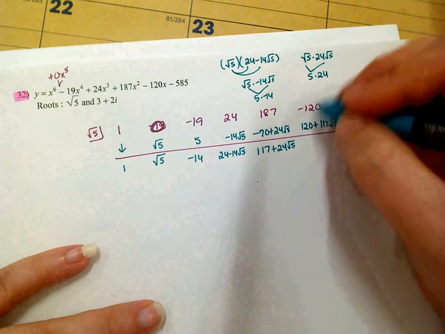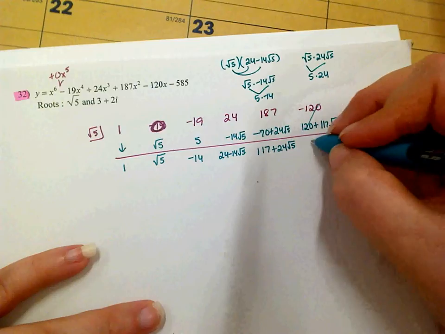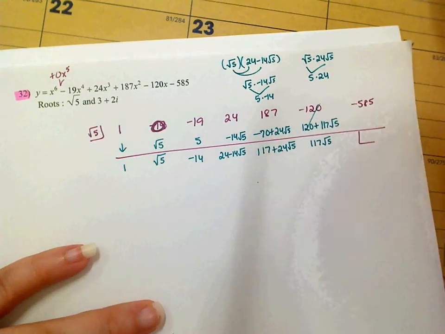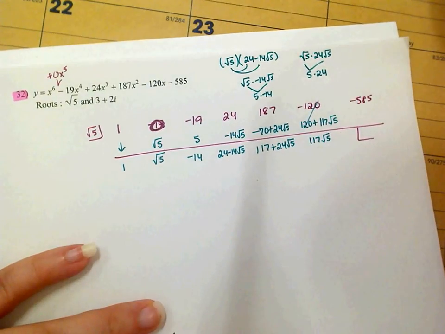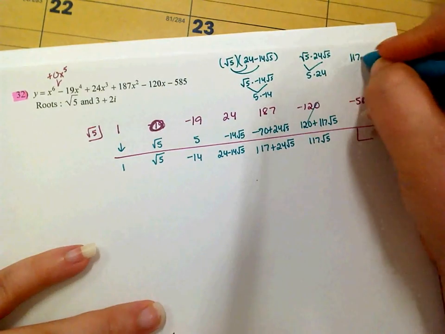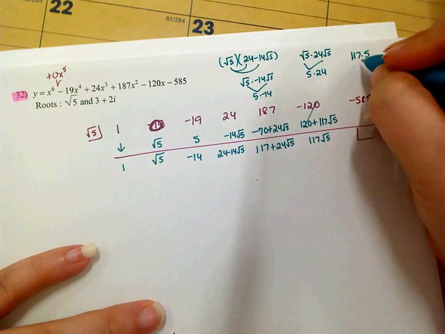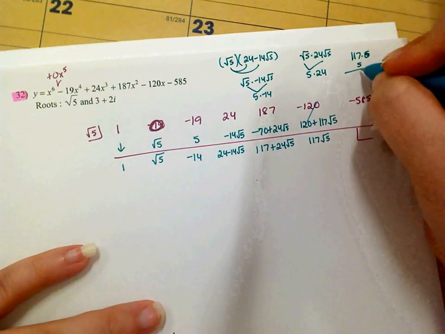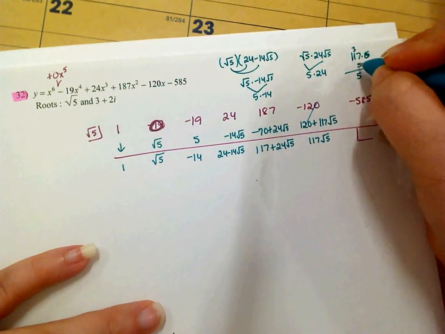So then square root of 5 times 117 square roots of 5 is really just, as you can tell, 117 times 5. So I'm going to put it down there and just work it out. 5 times 7 is 35. 5 times 1 is 5, plus 3 is 8. And 5 times 1 is 5, so that is 585, which gives me a remainder of 0.